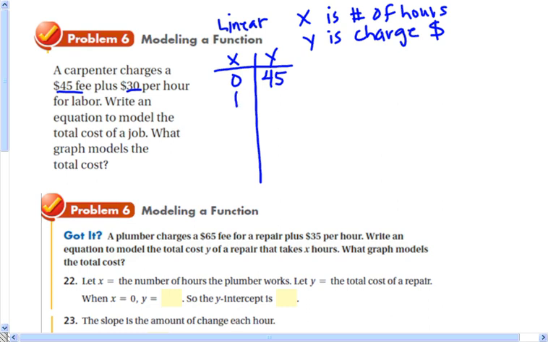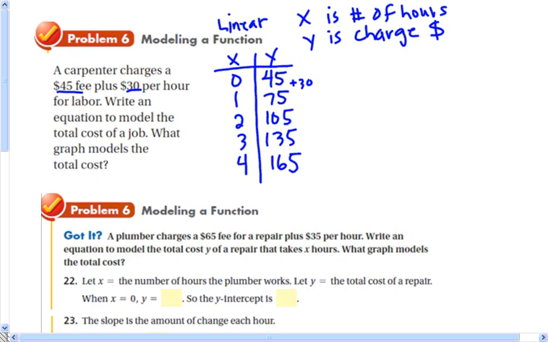And then the amount the carpenter gets goes up by $30 for each hour worked. So 45 plus 30 is 75, plus 30 is 105, plus 30 is 135, and so on.